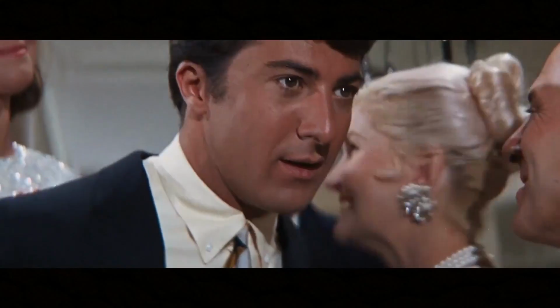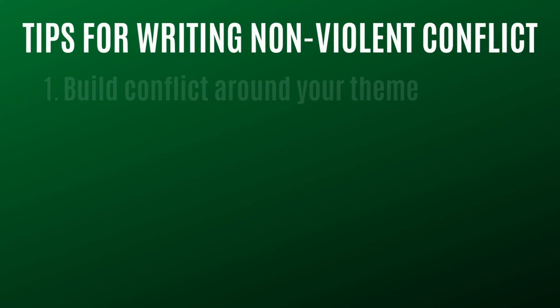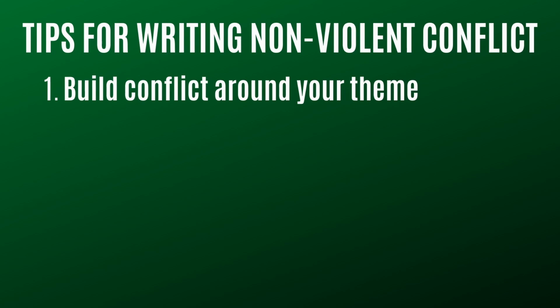Alright, now I've got 4 tips for writing non-violent conflict. And the first one is to build conflict around your story's theme. I've talked about theme on the channel recently, and it's like the glue that holds all your story elements together. If you know your central theme or themes, you can build strong, focused conflict with or without violence.